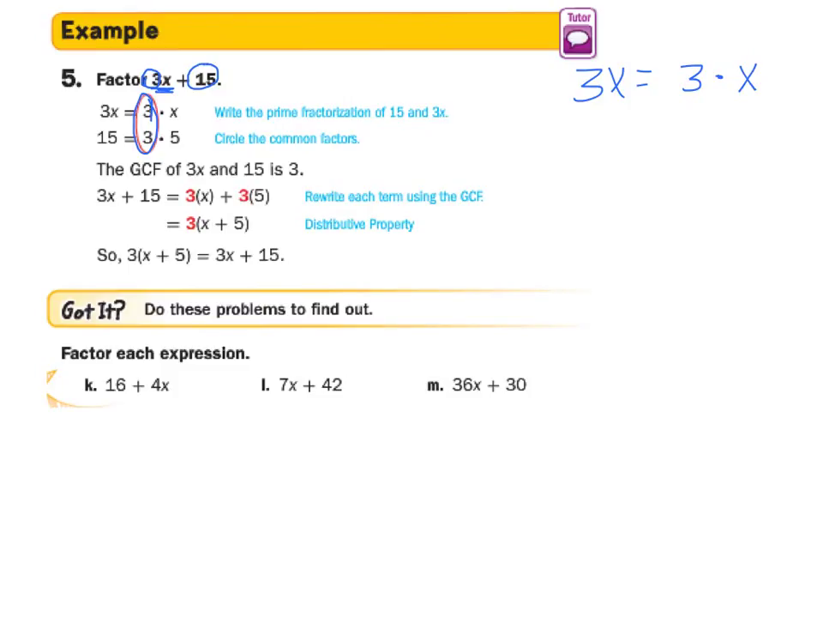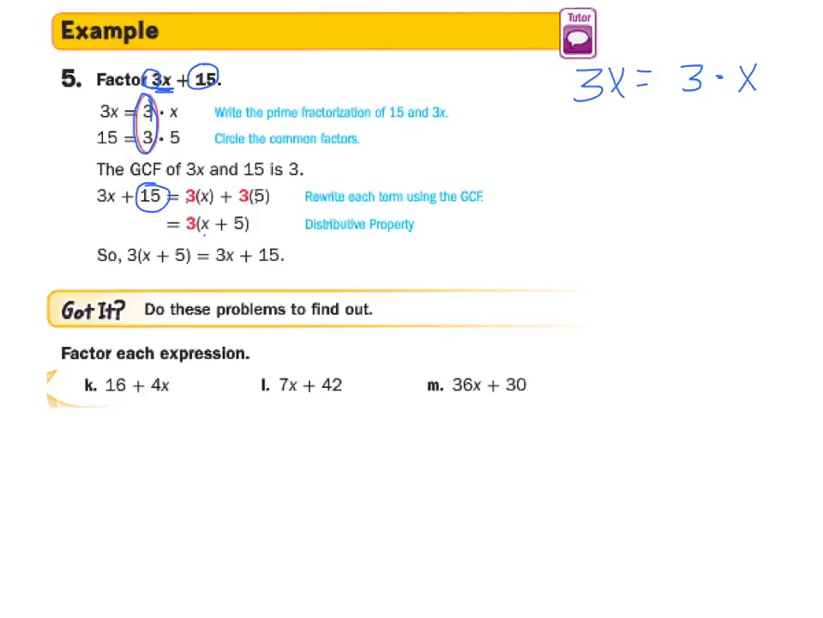So we'll do it the same as the last time. We've chosen to divide by 3. So 3 times the x plus 3 times the 5, because 3 times 5 gives me that 15. So now we can simplify by saying that it's 3 times x plus 5. So we're doing the same thing as we did on the last ones, except this time we have that variable in there.